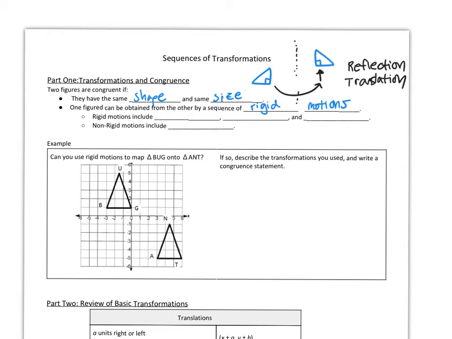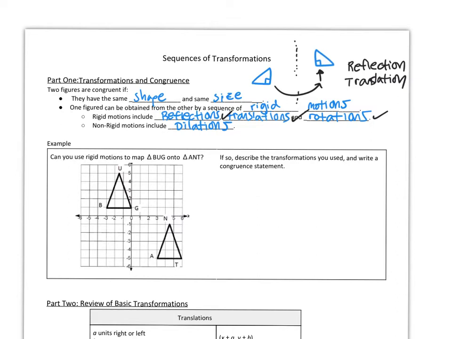So rigid motions, what does that include? Well, we've discussed reflections, translations, and rotations. Non-rigid motions include dilations. That's where we allow the size to change. So the first three, these rigid motions here, will result in congruent figures. Once you dilate it, however, you're changing the size, and so it's no longer going to result in congruent figures.